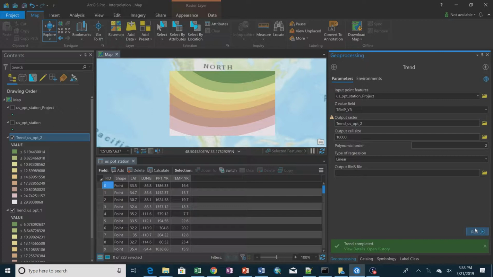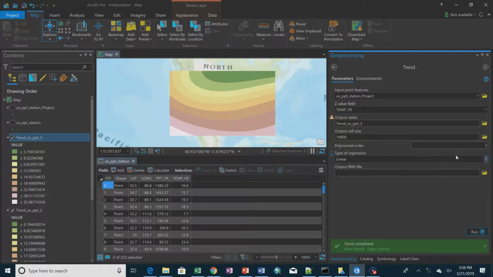Right. Now I'm going to do 3 real quick. So it's the third order. Now we can really see how the West Coast has a different pattern than the East Coast.